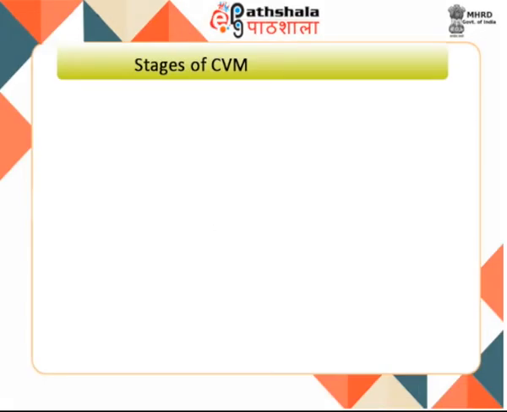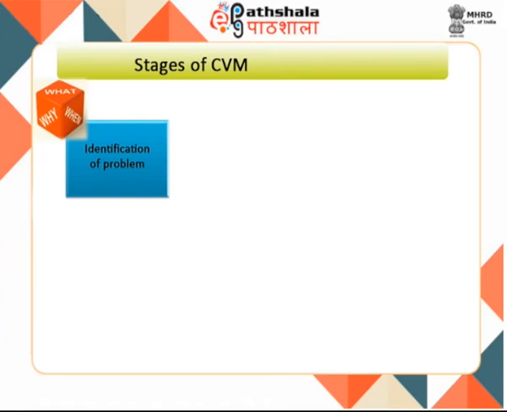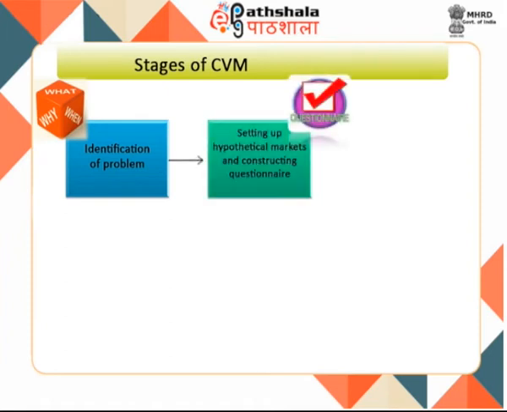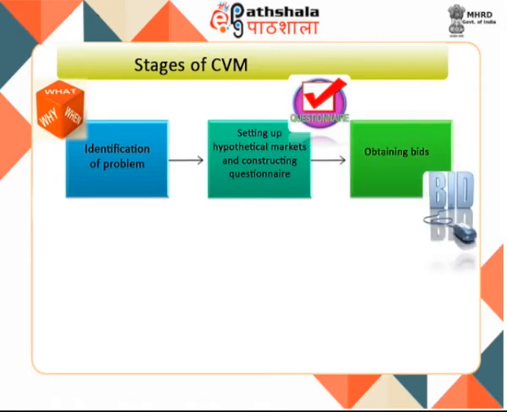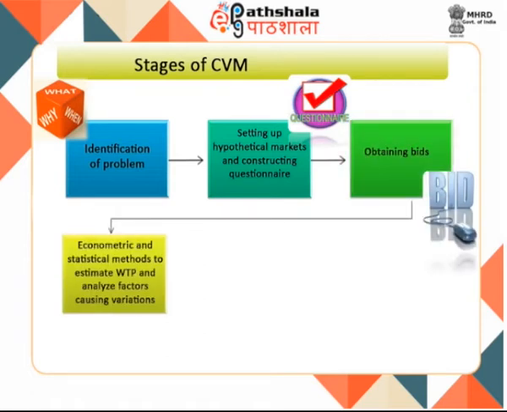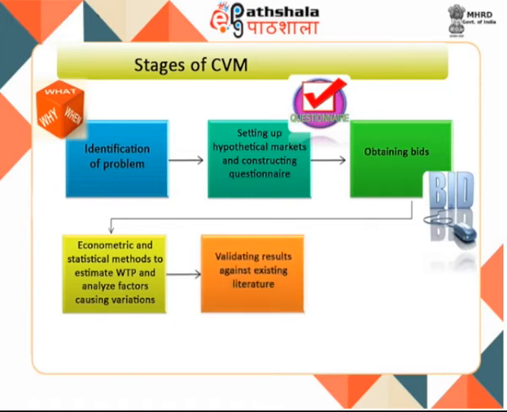CVM is conducted through the following 5 stages: identification of the problem, setting up hypothetical markets and constructing questionnaires, obtaining bids, econometric and statistical methods to estimate WTP and analyze the factors that cause variations, and finally, validating the results against existing literature.